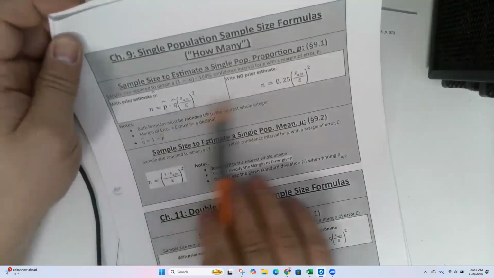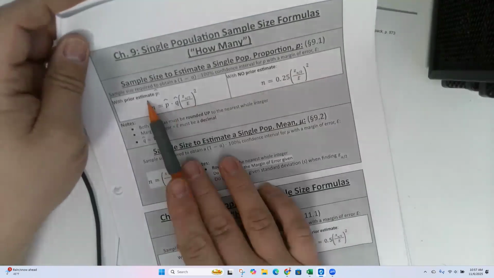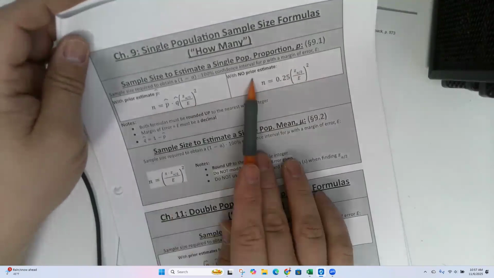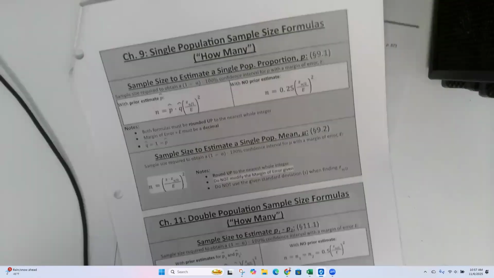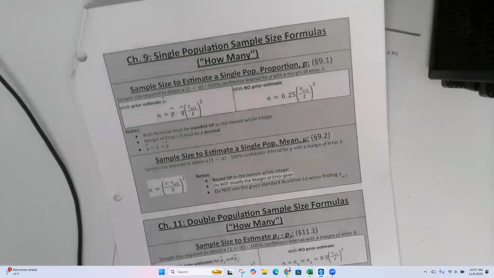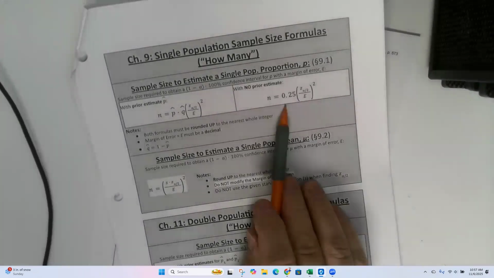There's actually two, even if you're looking at proportions, there's two different ones, depending on whether you have a prior estimate or no prior estimate. For example, if I wanted to know what percent of the people in the US have AIDS, does anyone have a guess? I have no idea. Maybe you know, but I don't have a good guess on that. And so I would go with no prior estimate.